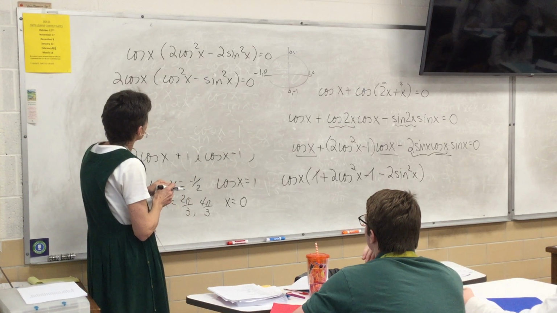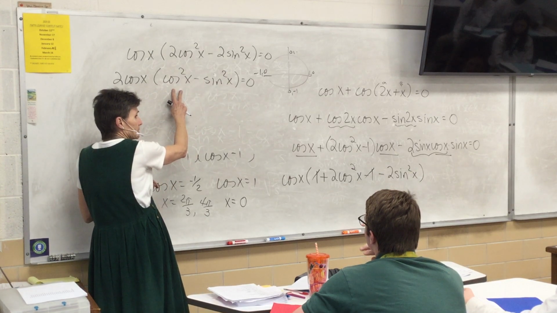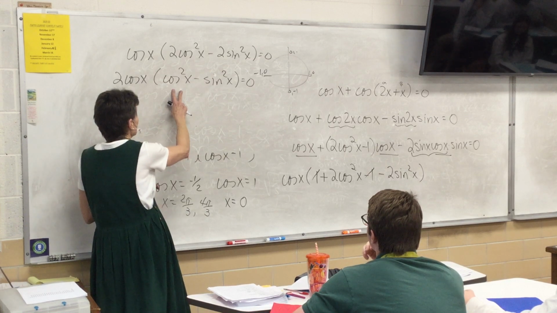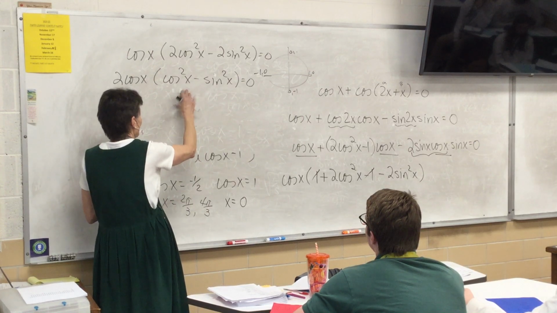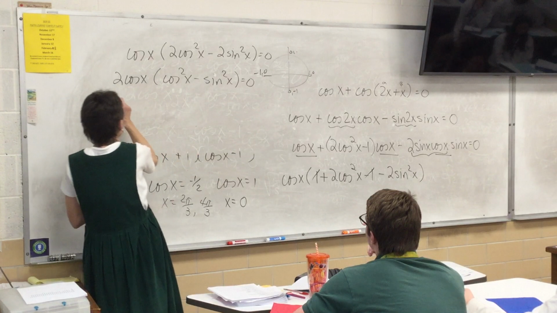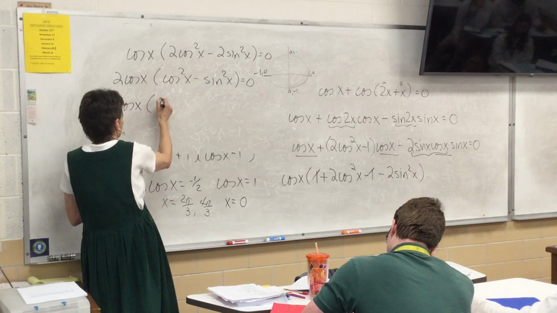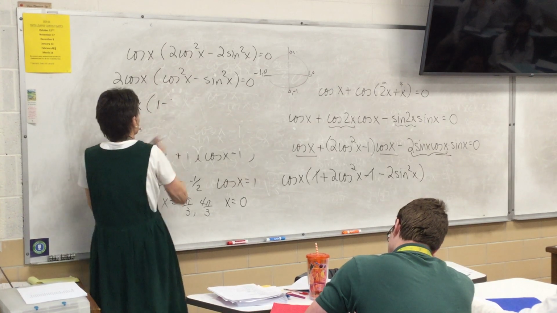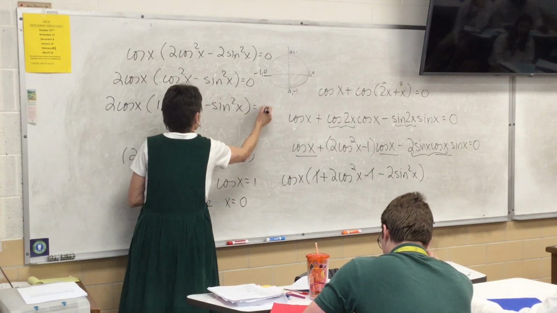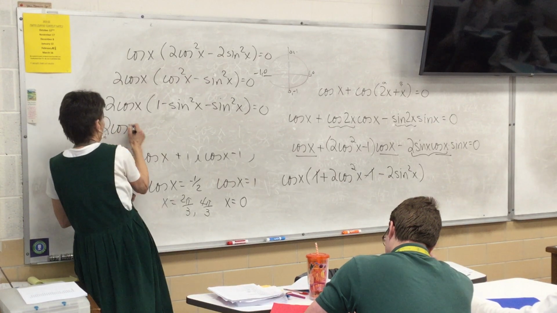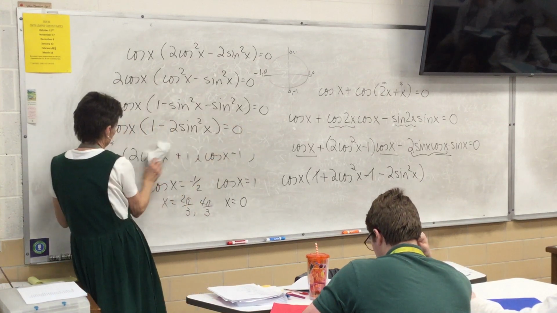That goes to cosine, so that's good. Should I change one of these? I know that factors and stuff, but it's not going to help, I have to solve this. So let's get it all one thing or the other. This is 1 minus sine squared. So I have 2 cosines, and then 1 minus 2 sine squared. Now I can solve it, I think.